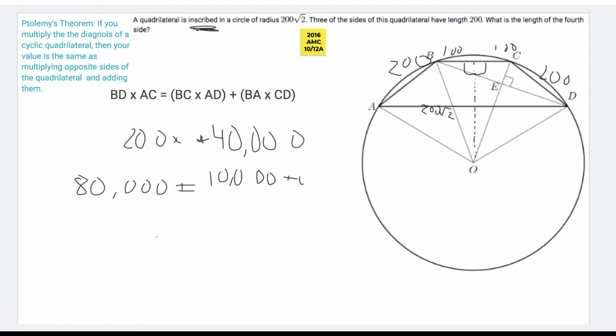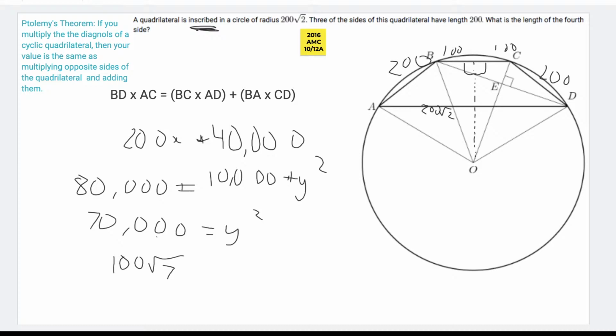So you subtract 10,000 from both sides to get 70,000, and that is y squared, and we want to find y. We can do that by square rooting both sides, and after you do that, we find that y equals 100 times the square root of 7.